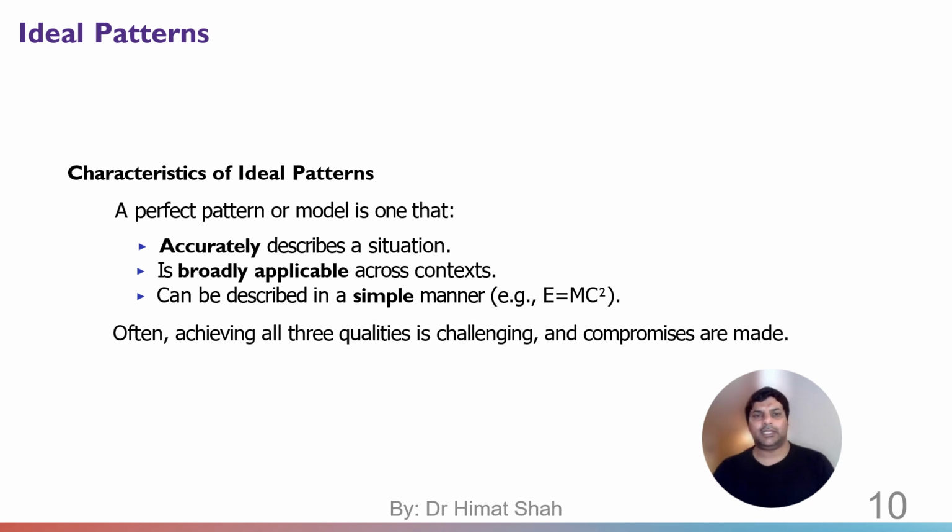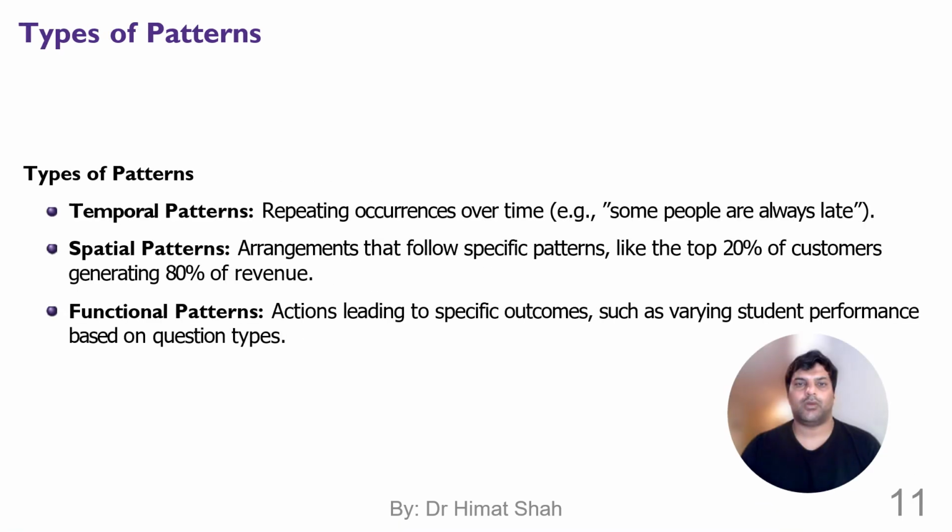While these qualities define the ideal, it is rare to find a pattern that excels in all three areas, and compromises are often needed. Likewise, we can achieve two good pillars, like accuracy and broad applicability, but we may miss the simplicity. We have to adjust the ratios of the three in order to find the best pattern, our ideal pattern.